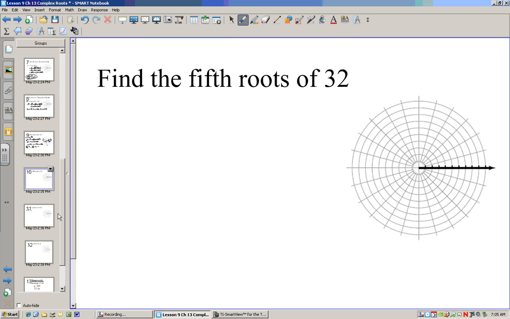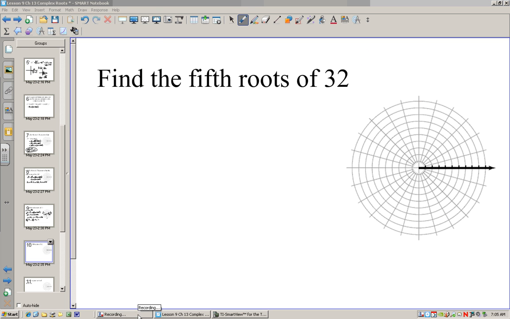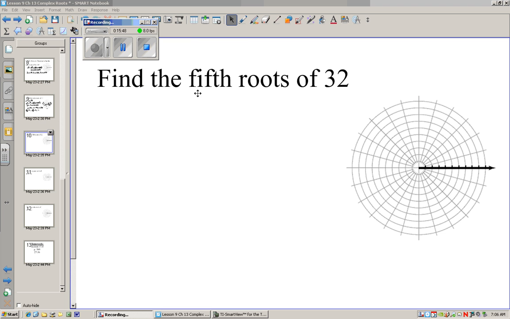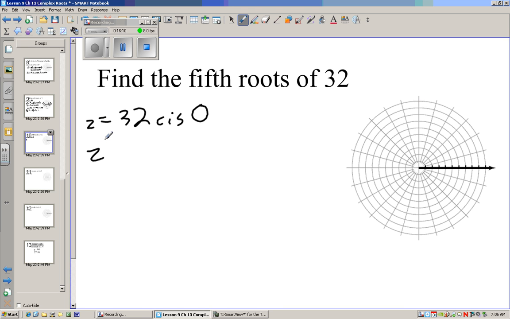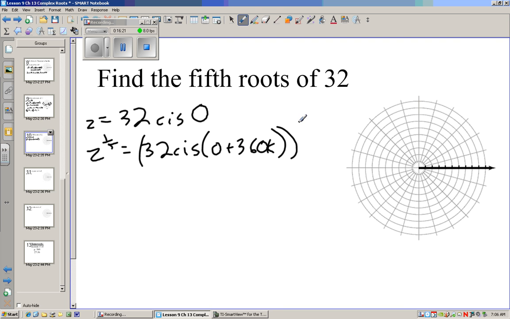All right, so now let's do the fifth root of 32. I'll give you guys a second to try this one. All right, the fifth root of 32. That means 32 is real and 0 i's. So that would be 32 cis 0. It would be 32 to the right, so it would be cis 0. Now, if that's z, we want to take the fifth root. So that's saying 32 cis 0 plus 360k, all to the 1/5 power. So 32 to the 1/5, cis 1/5 of 0 plus 360k.